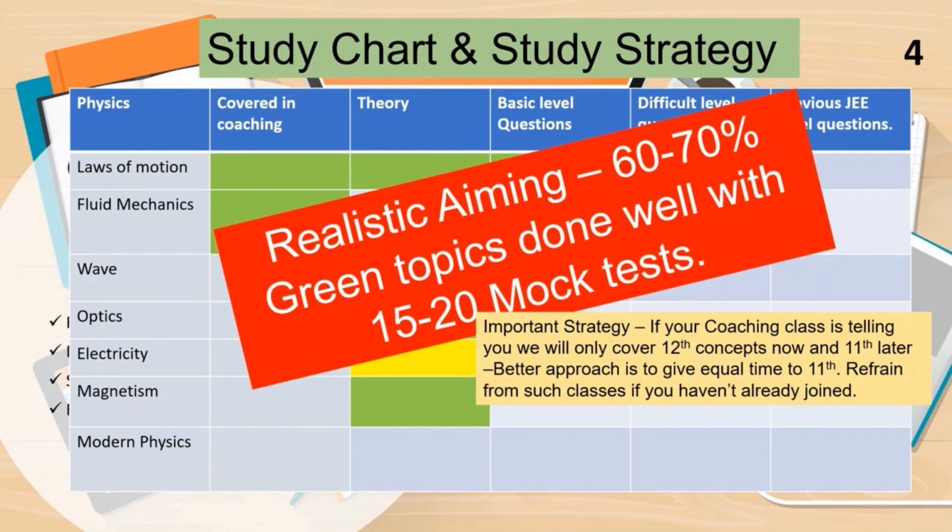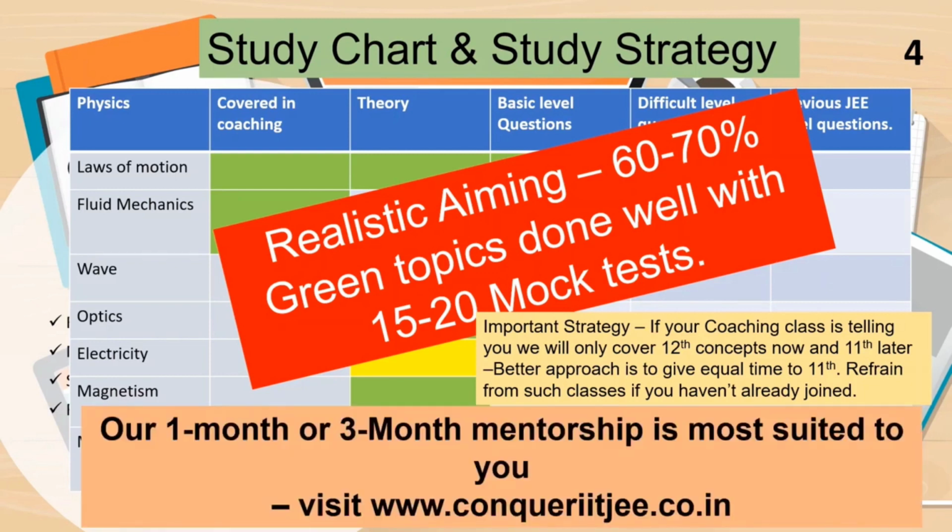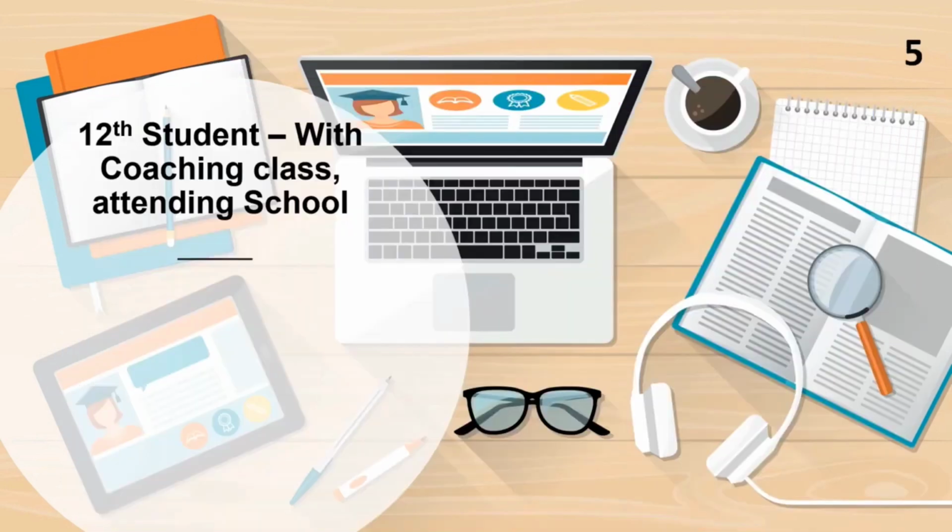Now, in terms of realistic aiming, you should aim for 60 to 70%, and your syllabus should be 60 to 70% complete. You should try to have 60 to 70% of this sheet marked as green. Don't try to aim for 100% syllabus, because if you do so, then you will be moving very fast, missing out on a lot of concepts and a lot of practice that is needed for you to do well. Apart from this, you can also do additionally 15 to 20 mock tests, and if you analyze them well, you will do really well, get a great rank.